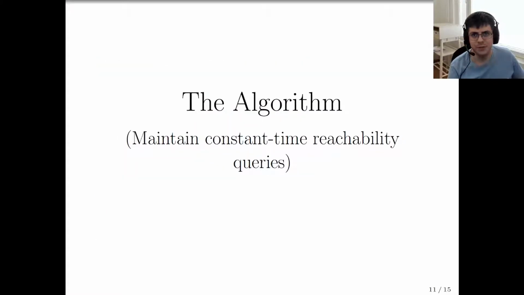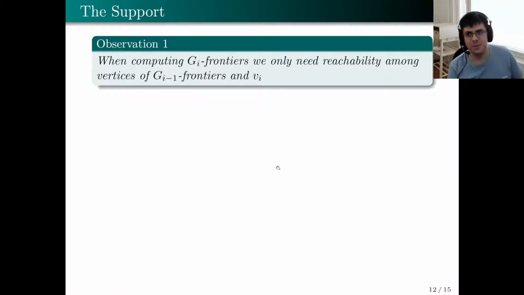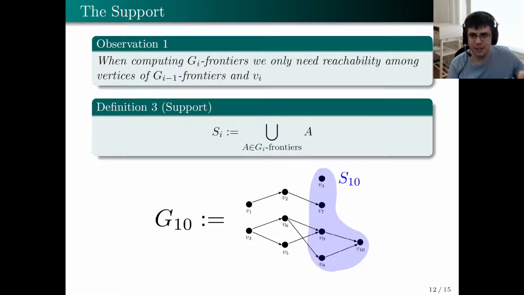To obtain a solution for general DAGs, we need to maintain constant time reachability queries among the vertices. However, we observe that when computing G_i frontiers, we only need reachability among vertices of the G_{i-1} frontier and v_i. We define the support S_i as the vertices in G_i frontier antichains. In this example, S_10 contains all the vertices that are in some G_10 frontier antichain.